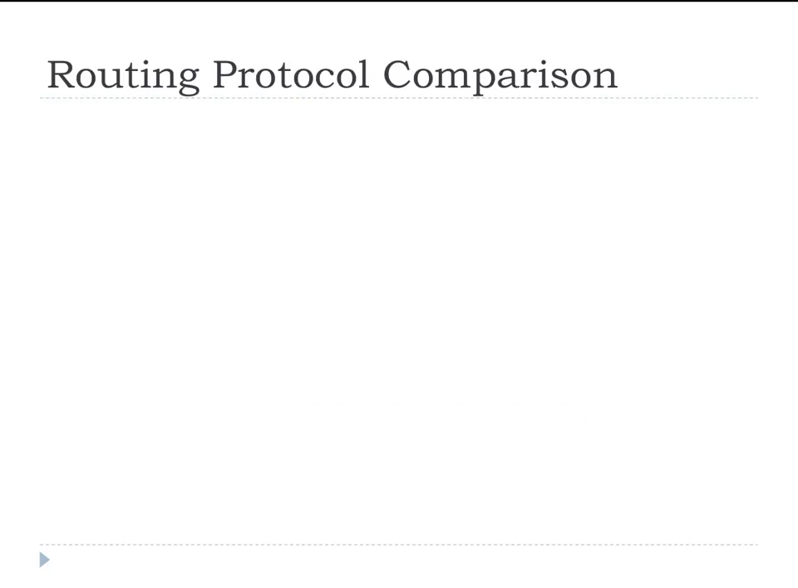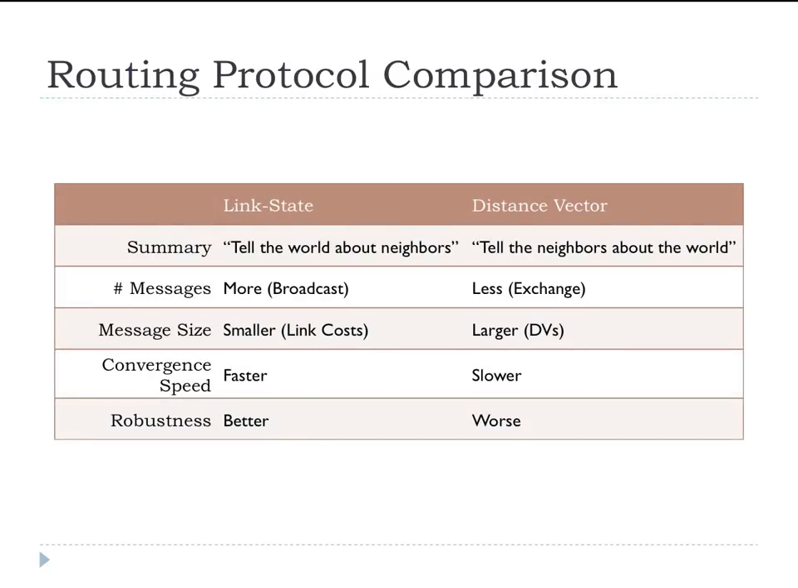Now, let's do a little comparison to sum this up, and then we'll talk about some more slippery issues with routing protocols. So link state, remember, is telling the world about your neighbors. You're broadcasting your link state information to everybody. Distance vector is telling your neighbors about your view of the world, that is, this is what I think is the overall least cost path to everybody in the network.